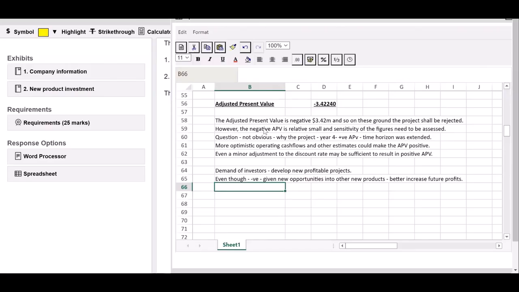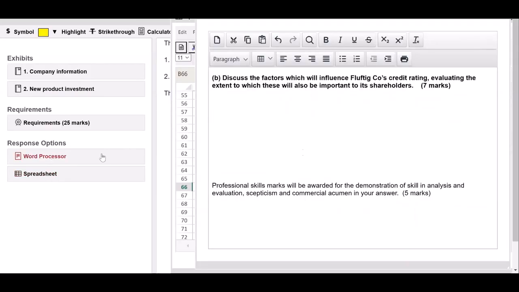Now let's look into the next requirement. The second requirement is to discuss the factors which will influence Fulftig company's credit rating, evaluating the extent to which these will be important to shareholders as well. So the factors that influence the credit rating agencies and shareholders are as follows.